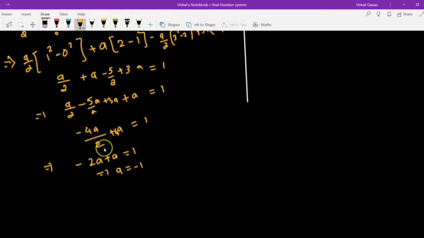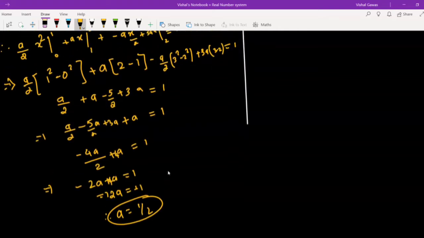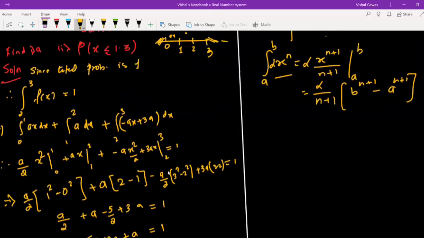So this is what you get, plus 4a minus 2a, right? This would be plus 2a equal to 1. Therefore, a is equal to 1 by 2, right? Now that makes sense. That's what I was wondering, how on earth am I getting a negative answer? Because remember, probability is always positive. So the answer to the first question is a is equal to half, right?